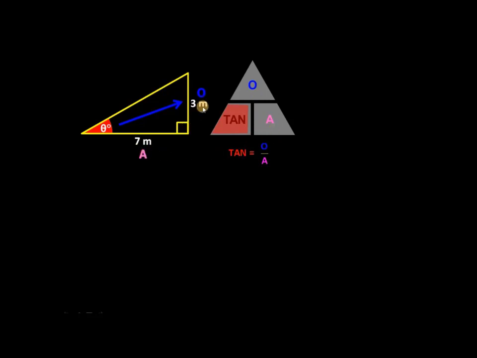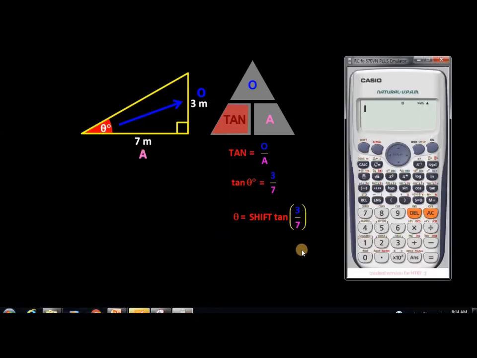We now replace the two numbers. Opposite becomes 3, adjacent becomes 7 in this, and we get tan theta is 3 over 7. We want to get the angle. From tan we go back, shift tan. So theta is shift tan of this fraction. We now use the calculator.